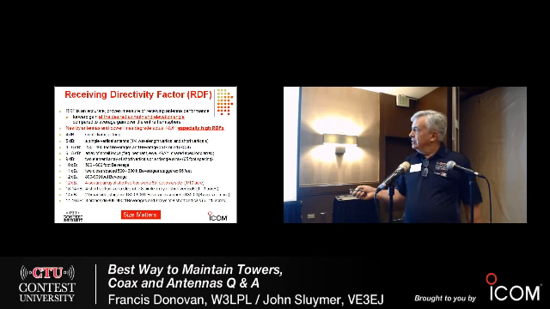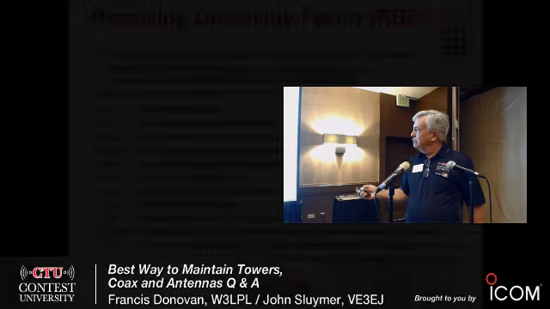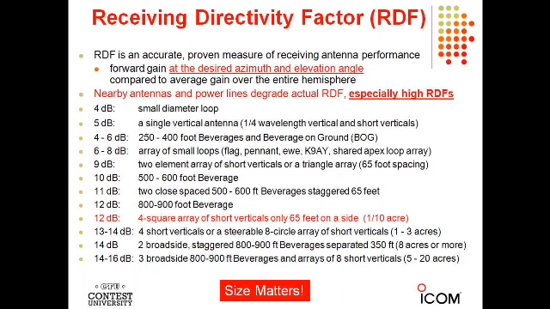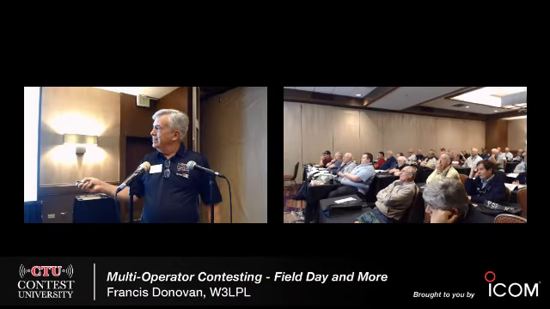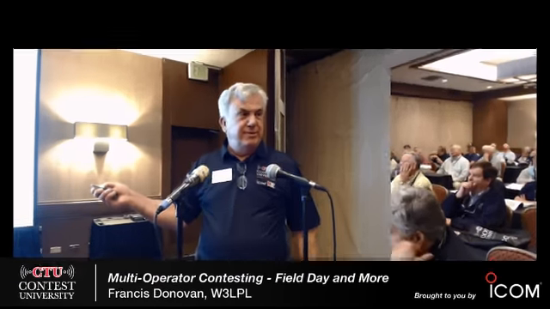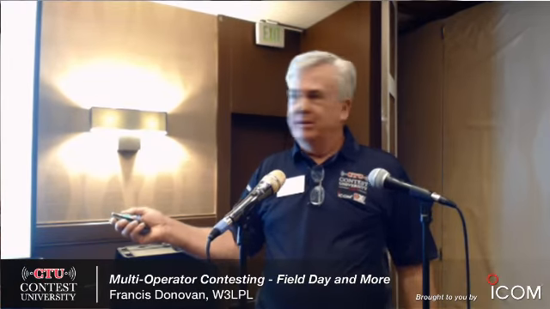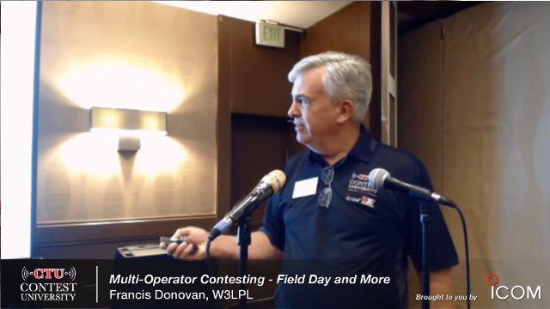Now there's a surprise here. Look at this. A single vertical, quarter wavelength high or a short vertical, has better RDF than a loop. How can that be? Well, the reason is that a vertical has very, very poor response at high angles, directly overhead. So a vertical antenna is actually directive. It favors low to mid angles, and it has very poor response overhead. So it actually is a better receiving antenna than a small diameter loop, except in the special case of single source local RFI.